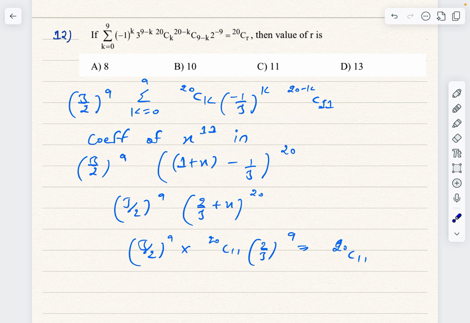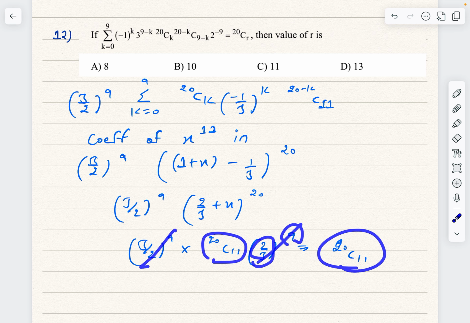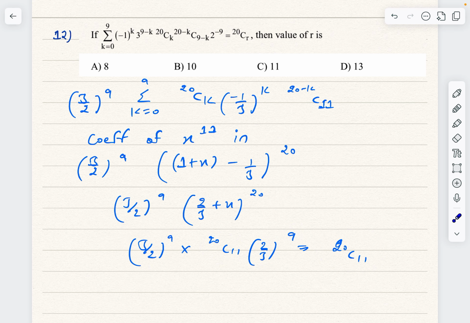So this will become (2 by 3 plus x) raised to power 20. Coefficient of x power 11 here will be 20C11 into (2 by 3) power 9. So this and this get cancelled out. You directly get 20C11. So r will be 11 or 9 also, no? But in the options we have 11 only, because 20C11 and 20C9 would have been same also. Okay, guys, so that's all for now. Bye.